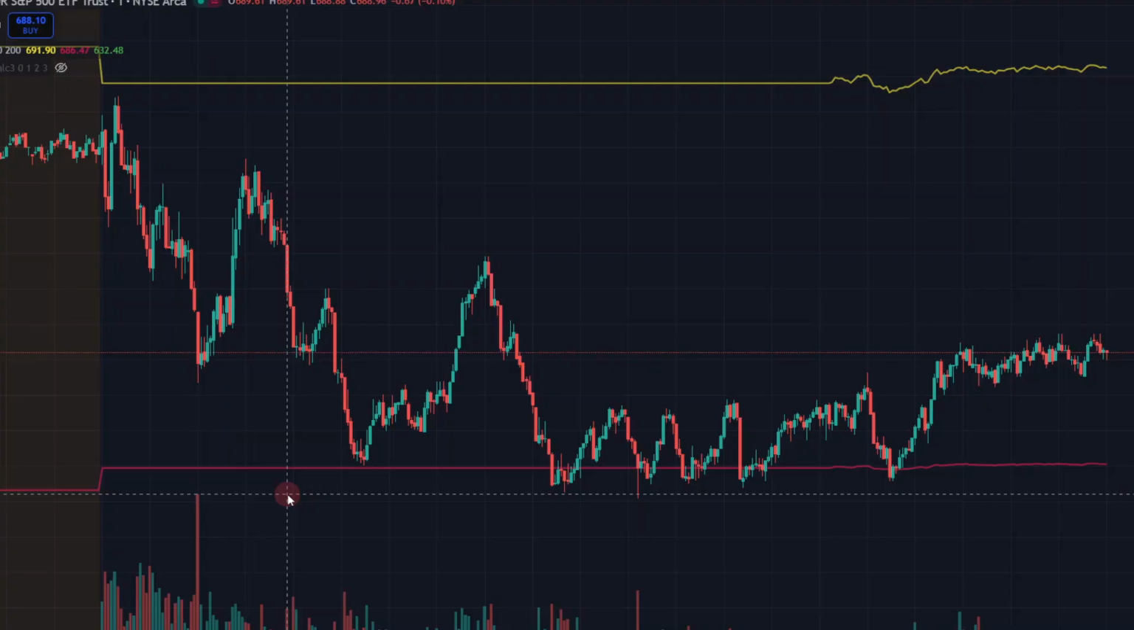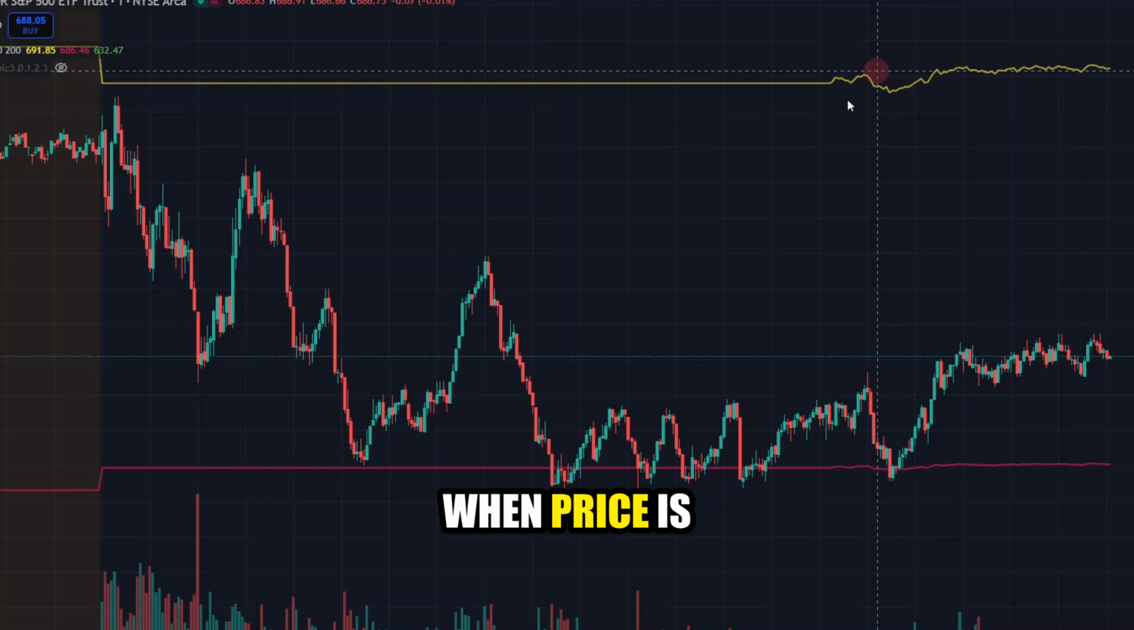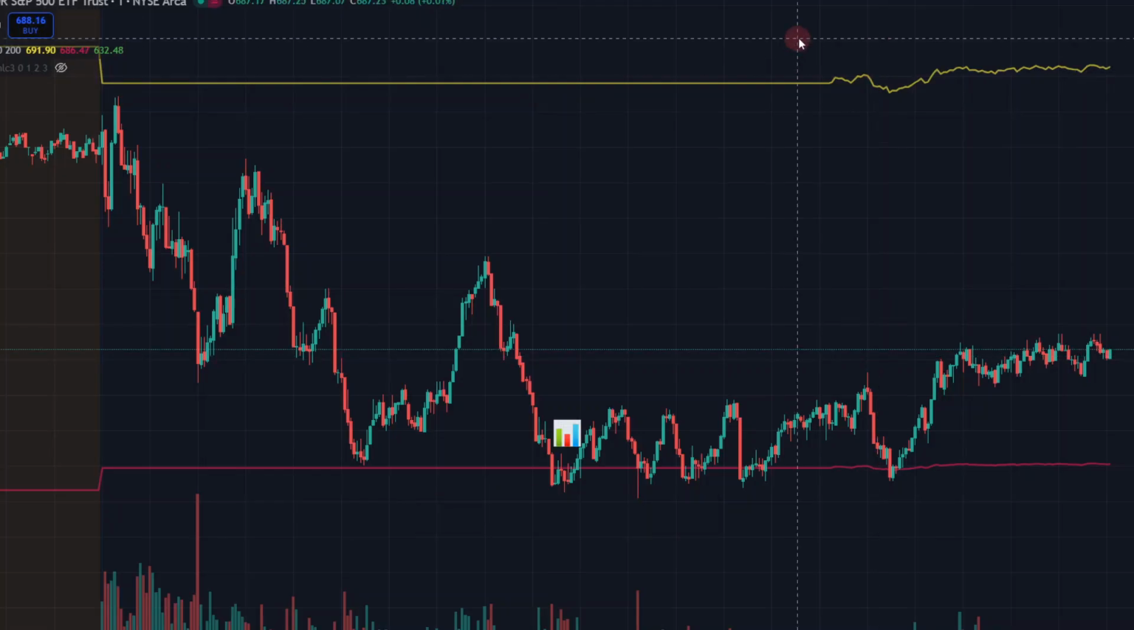How do we use the moving averages? They help determine the trend. When price is under the 5-day moving average, price is bearish. When price is above the 5-day moving average, price is bullish.